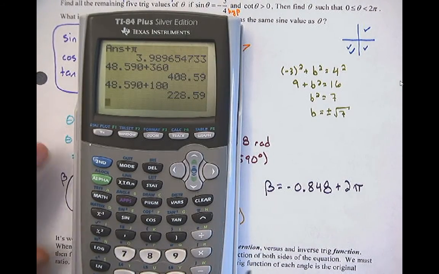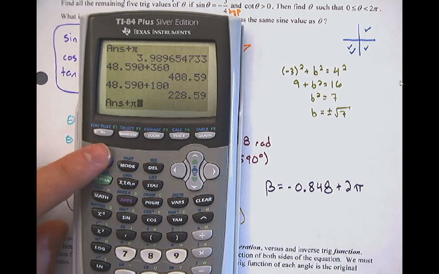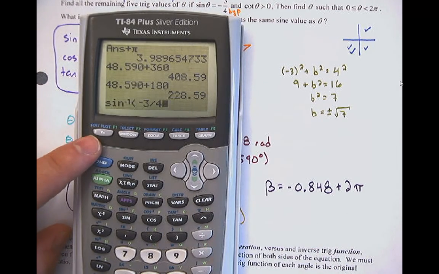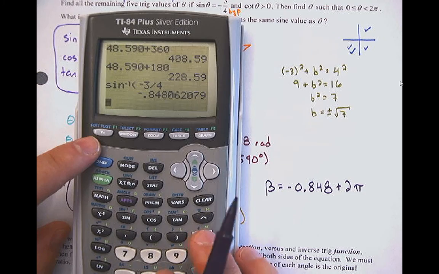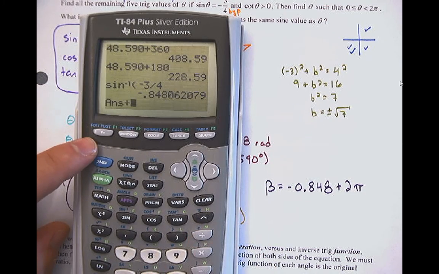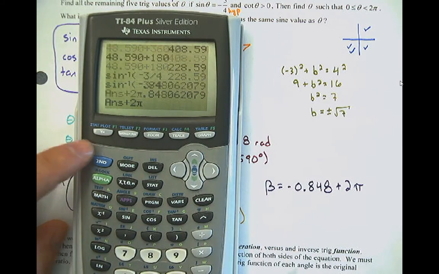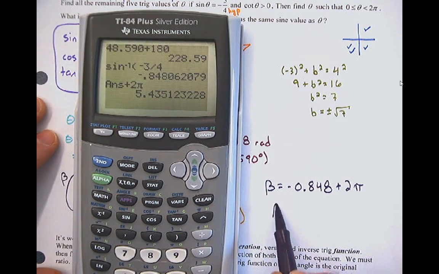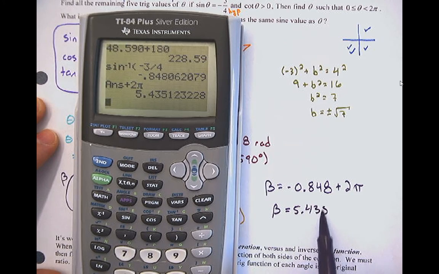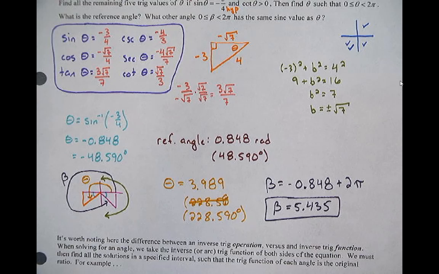So I like to have the actual value. I should have stored it. Why didn't I store that? Darn it. Okay, I guess I could just do plus 2 pi at this point. So beta is equal to 5.435. Whoo! That is a doozy.